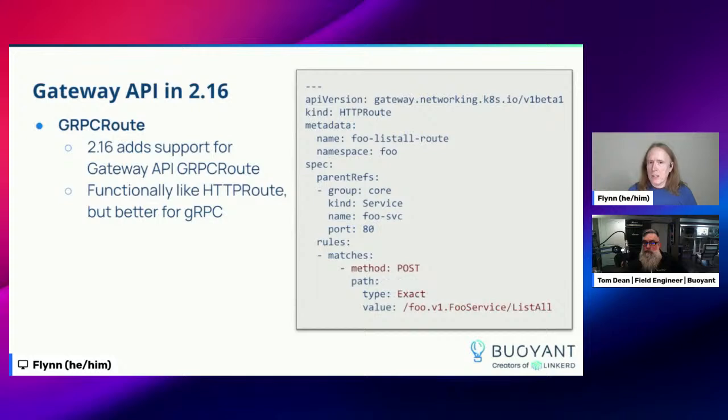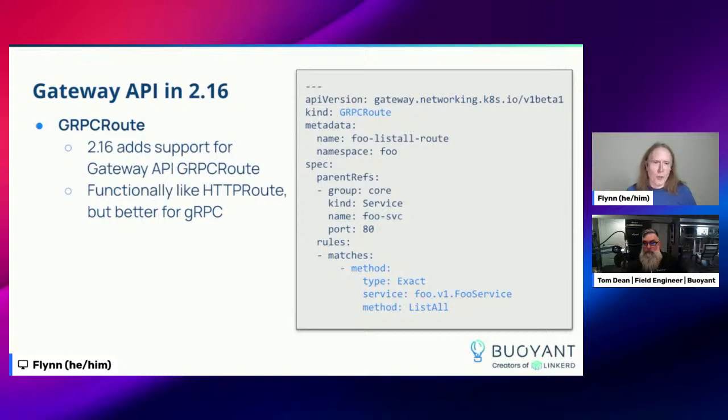It would be possible to tweak this and say, oh yeah, if you see a POST with an exact match for /foo.v1.FooService/ListAll, then we could use that to catch gRPC. But it's much better to change it to a gRPC route and use the gRPC method match to be able to talk about service and method and things like that. The reason the type is still in there is that you can do things like regular expression matches on the method names and stuff like that.